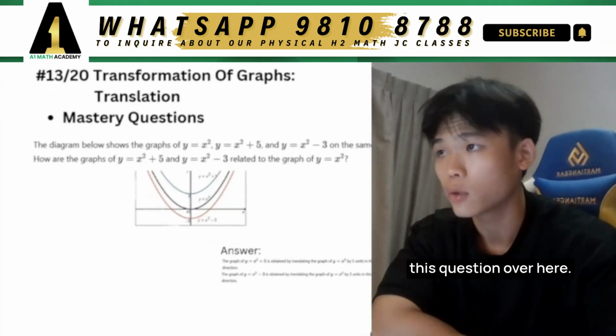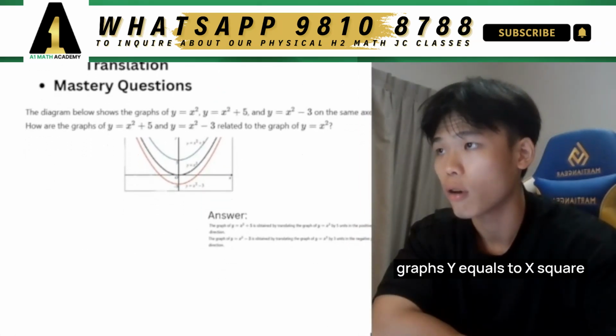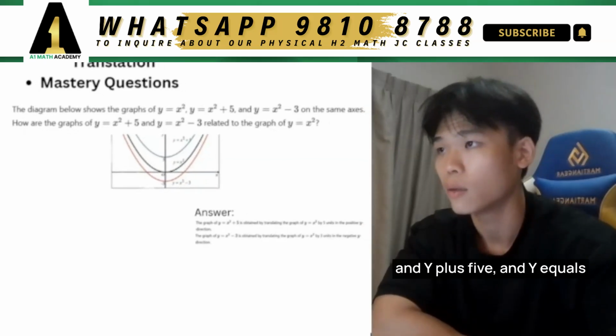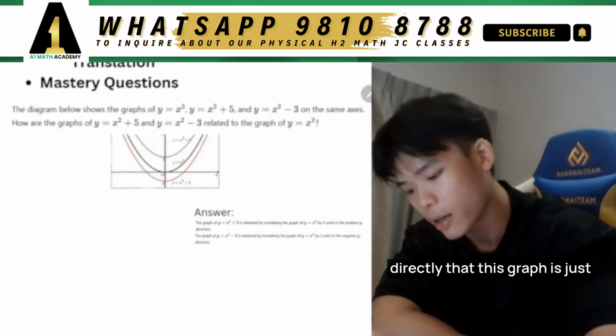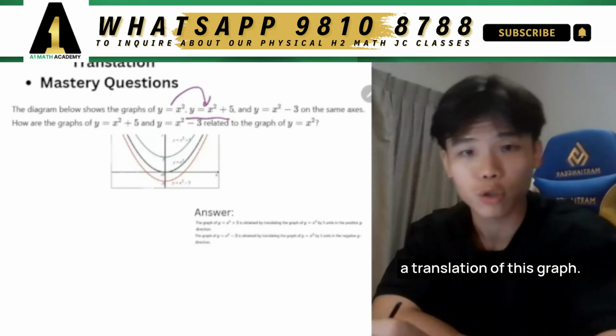Okay, so let's look at this question over here. The diagram shows the graphs y equals x squared plus 5 and y equals x squared minus 3. So we can observe from here directly that this graph is just a translation of this graph.